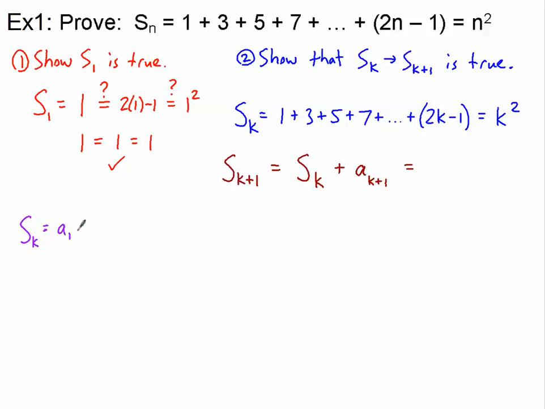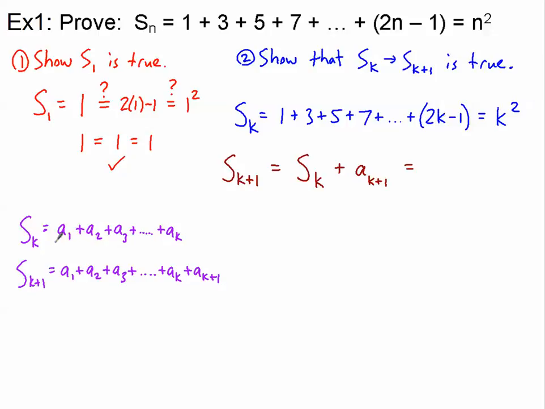and let's say that is a sub 1 plus a sub 2 plus a sub 3 plus dot dot dot. Let's just end with a sub k. S sub k plus 1 is exactly the same stuff, the same exact terms, plus one more.